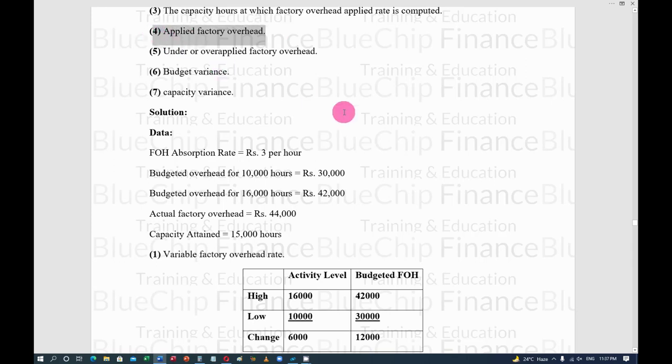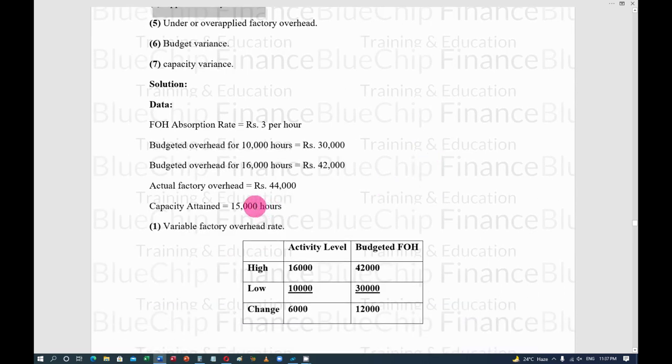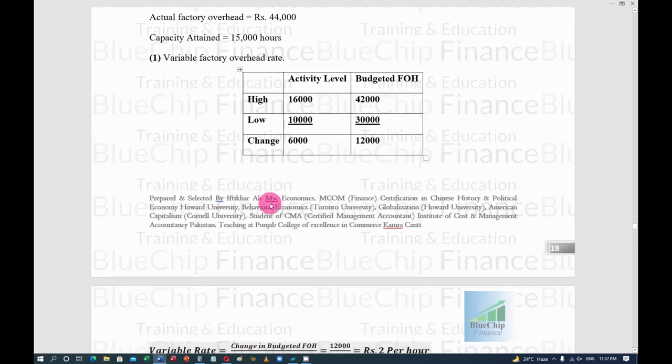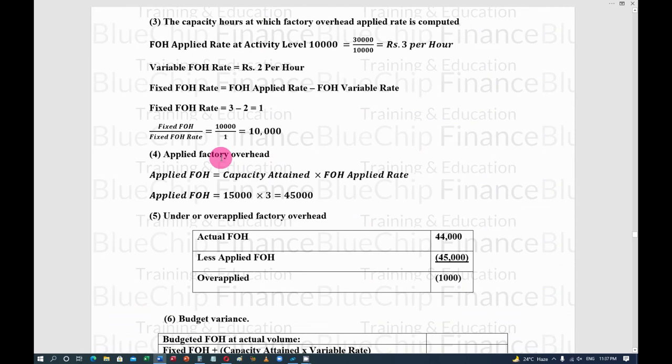Applied factory overhead is always equal to capacity attained multiplied by the FOH applied rate, or FOH absorption rate. Capacity attained is 15,000 hours and the FOH applied rate is 3. So 15,000 multiplied by 3 equals 45,000.